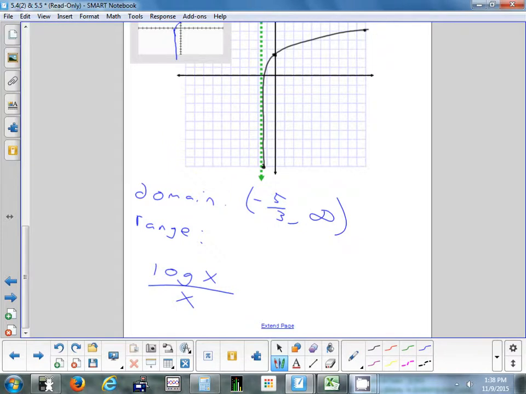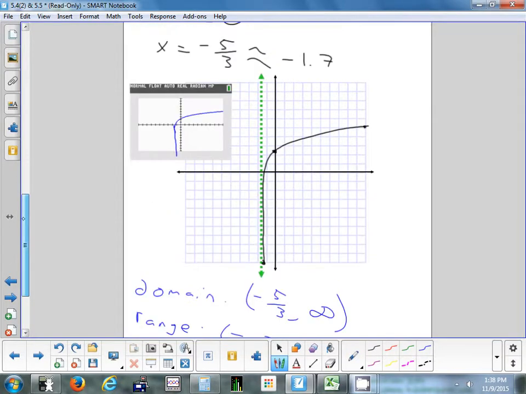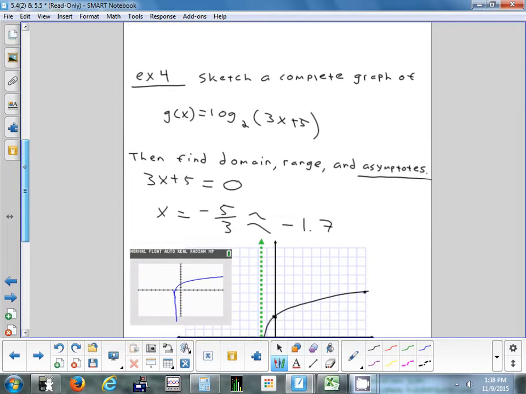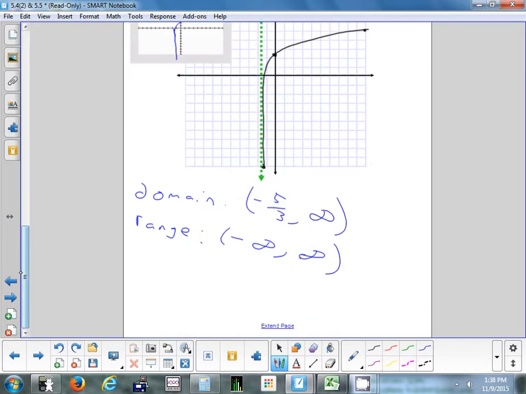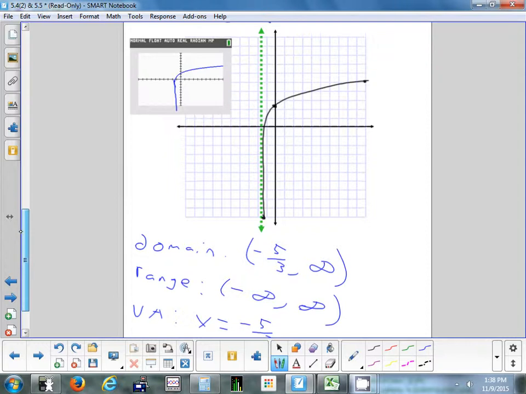That might change the behavior. That would look kind of weird. But we're not doing ones like that. And our vertical asymptote, we already had x equals negative 5/3. Questions on that one? All right, and let's look at our last problem.